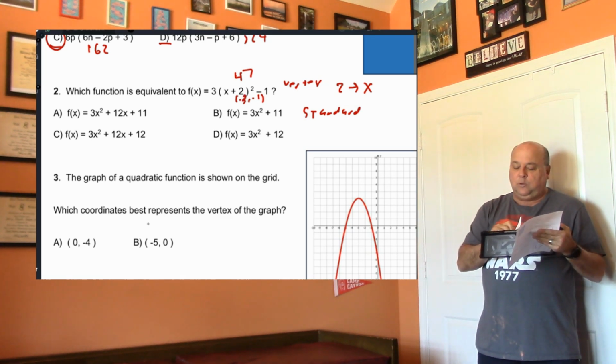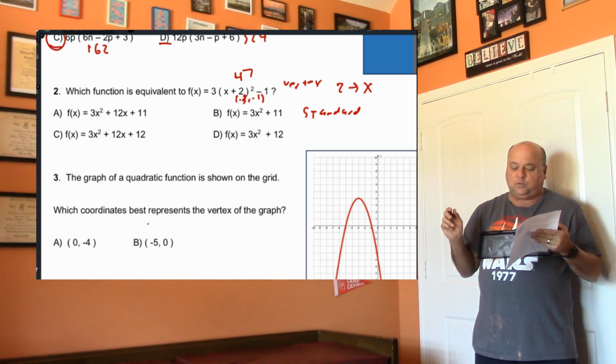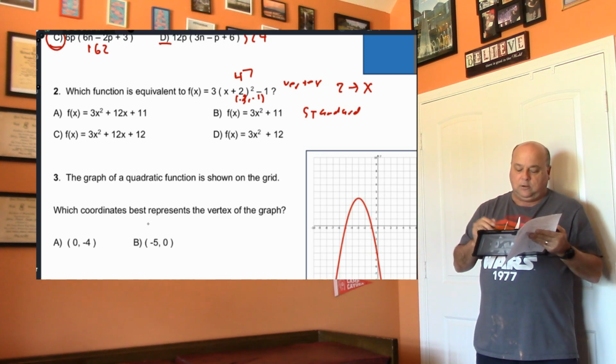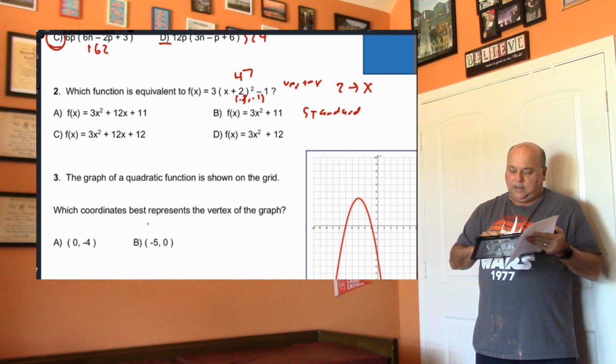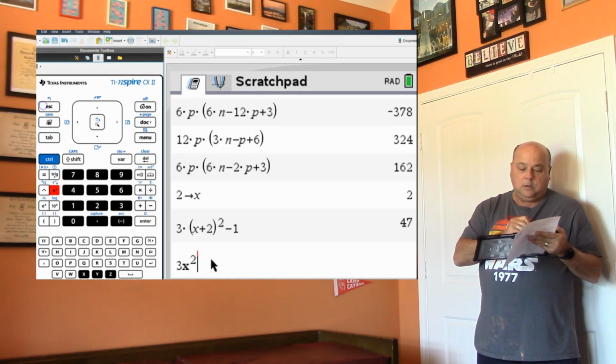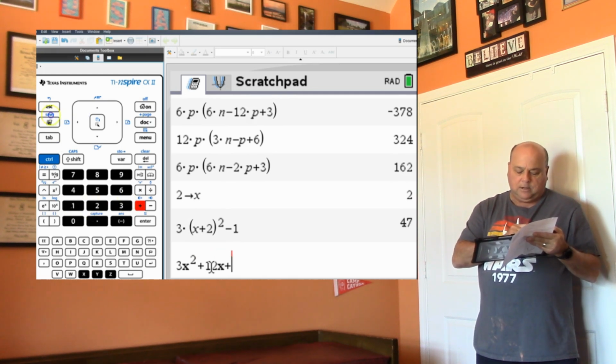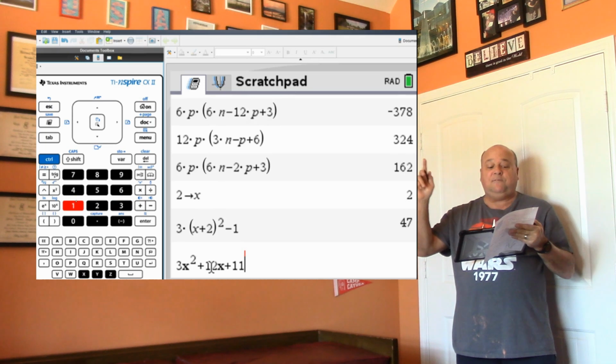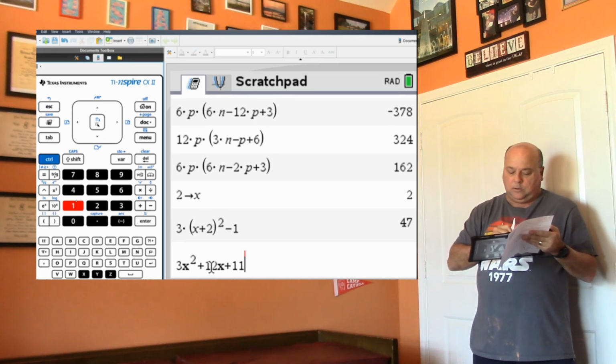Now then, basically we're just going to type these in and figure out which one works. And it's going to have 11 at the end. Let's try letter A, okay? So let's try letter A. So we're going to type in 3x squared plus 12x plus 11. Remember, we're not typing the f of x equal, just the expression part, okay?